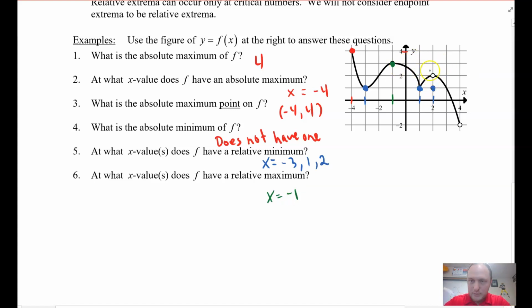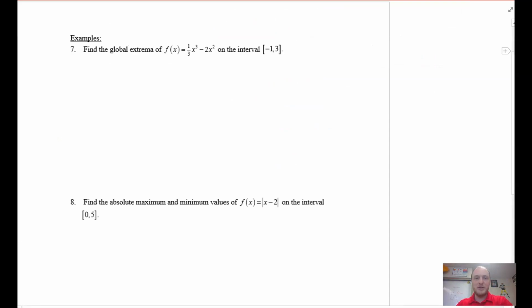Well, here this looks like a maximum, but again, it's an empty circle, so there is none there. And that's it. All right, so that is absolute and relative maxes and mins, okay? So moving on to the next page.